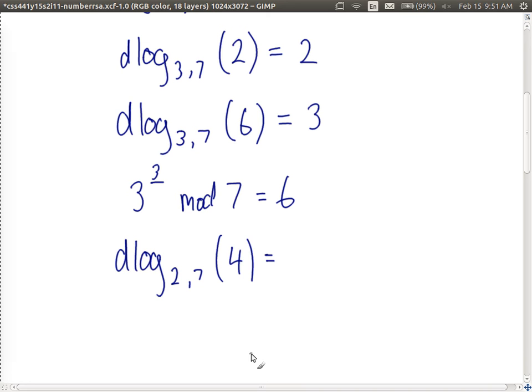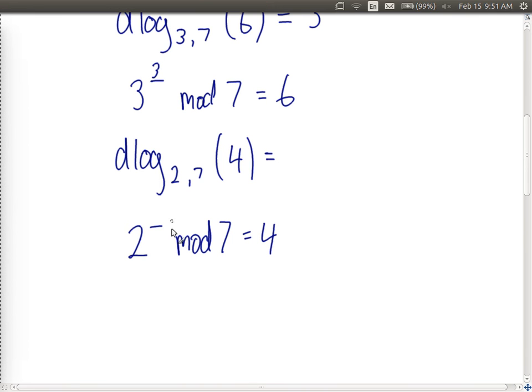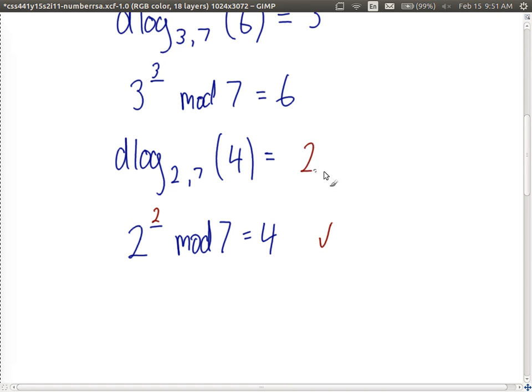2? Anyone else with an answer? 5? Someone said 2, someone said 5. Let's check. So let's check from the exponentiation. Base is 2. 2 to the power of something mod 7 equals 4. What if the something is, as someone said, 2? Correct? 2 to the power of 2 is 4. Mod 7 is 4. Okay, so the answer is 2.